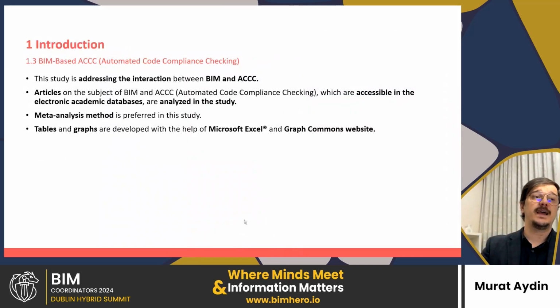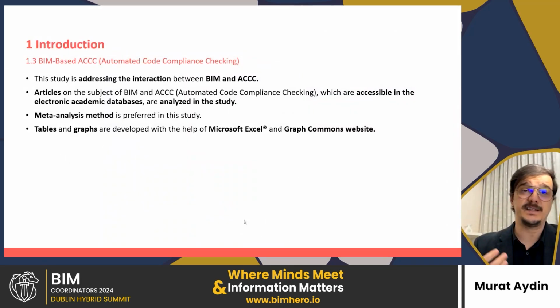This study addresses the interaction between BIM and automated code compliance checking. Articles on the subject of BIM and ACCC, which are accessible in electronic academic databases, are analyzed in the study. The meta-analysis method is preferred, and tables and graphs are developed with the help of Microsoft Excel and the Graph Commons website.